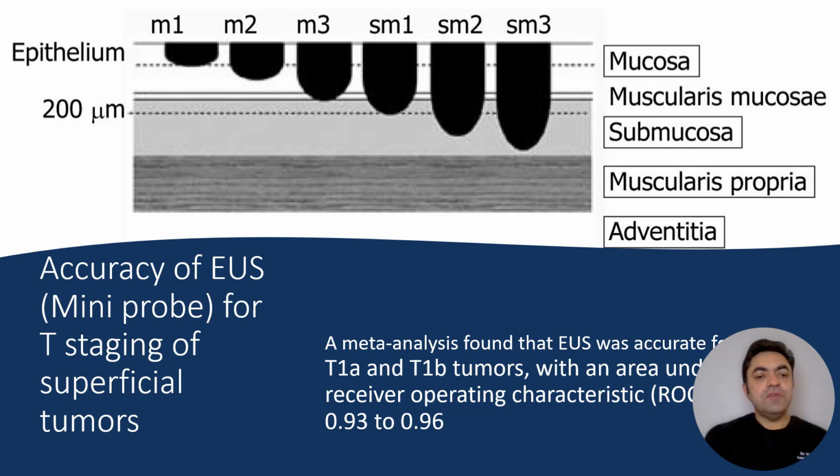But the accuracy of the EUS mini probe for T-staging of superficial tumors is pretty good, with an ROC area under the curve of 0.93 to 0.96.